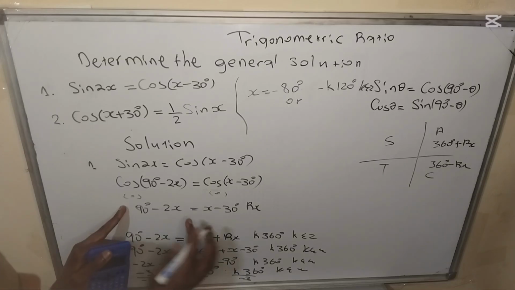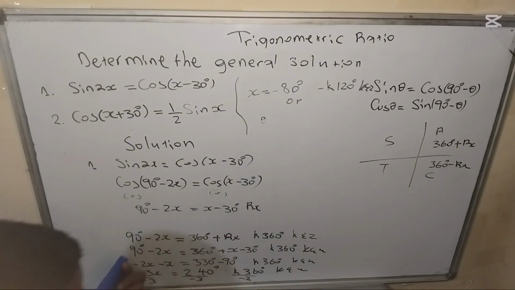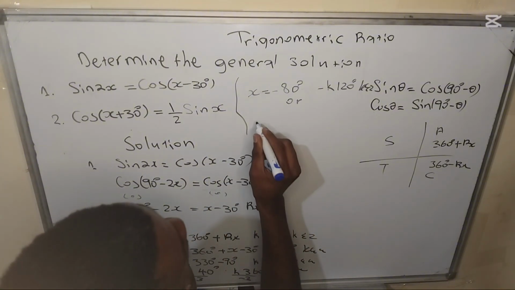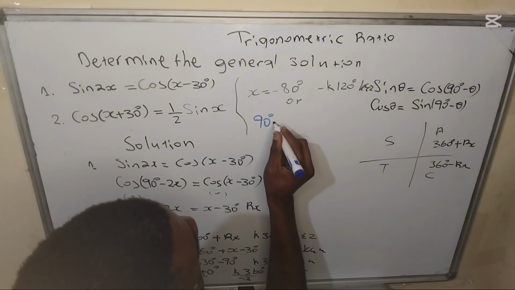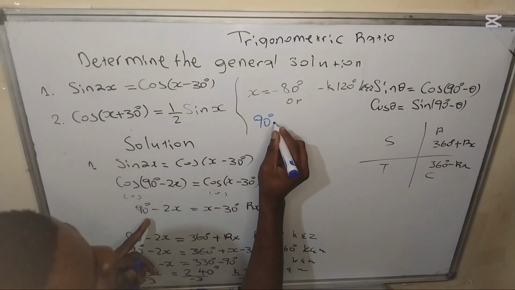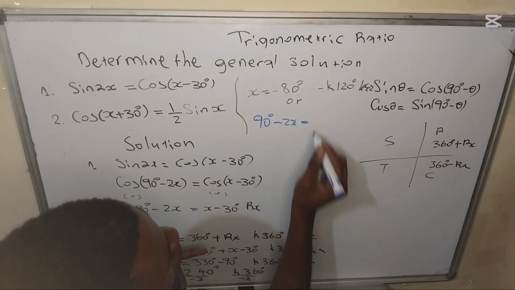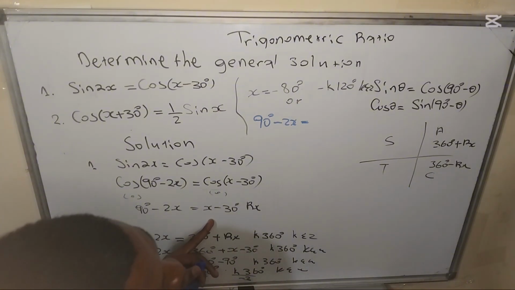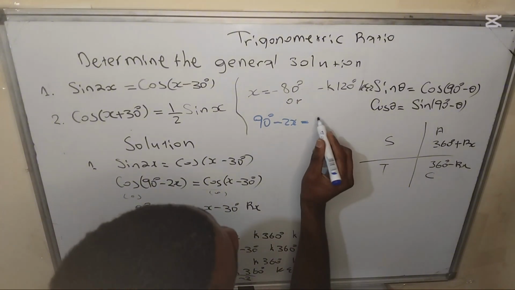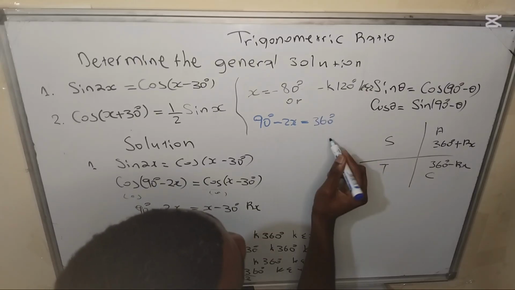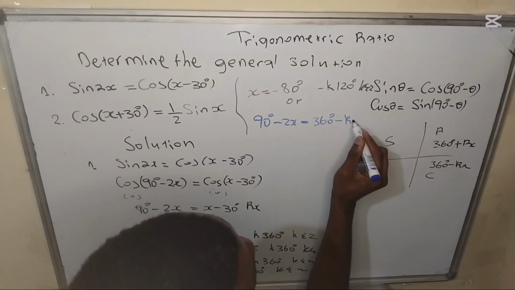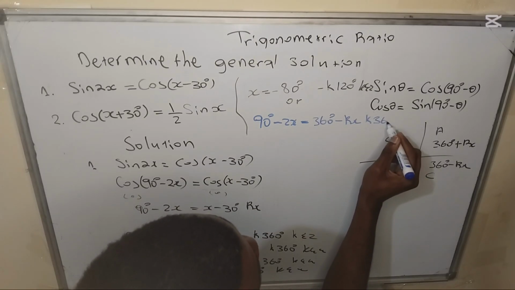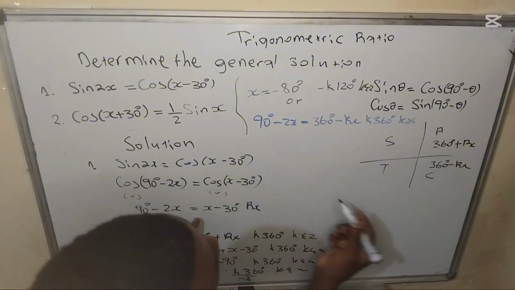Then let's say 90 degrees minus 2x equal to what? Equal to the reduction formula that is found in the fourth quadrant. Then 360 degrees minus a reference angle. K, 360 degrees. K is an element of Z.